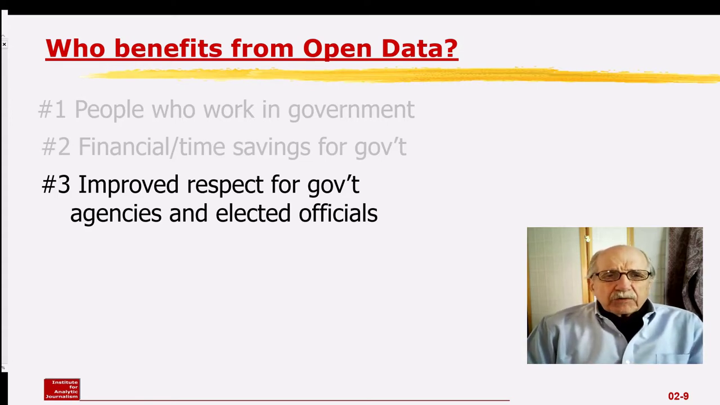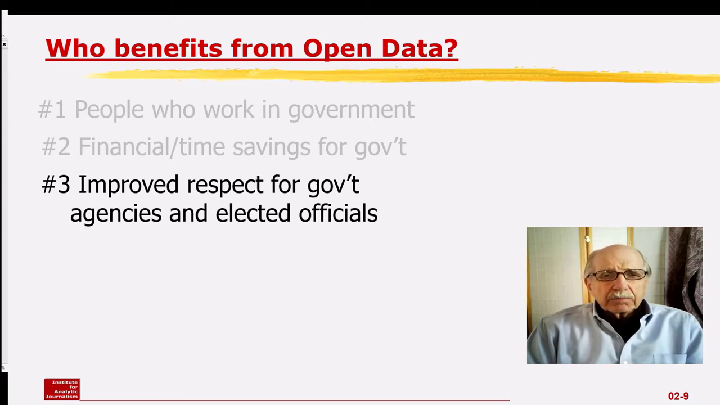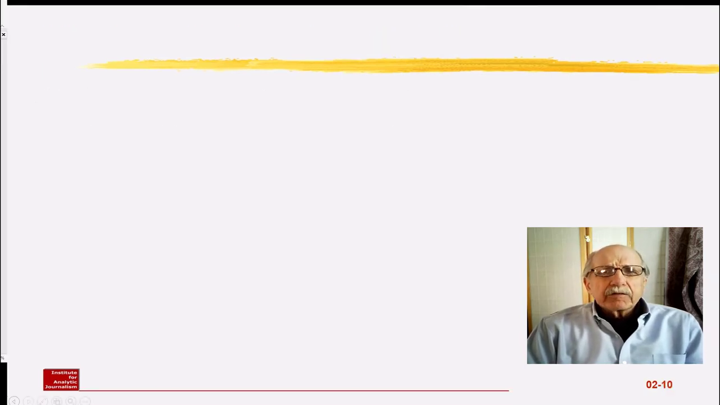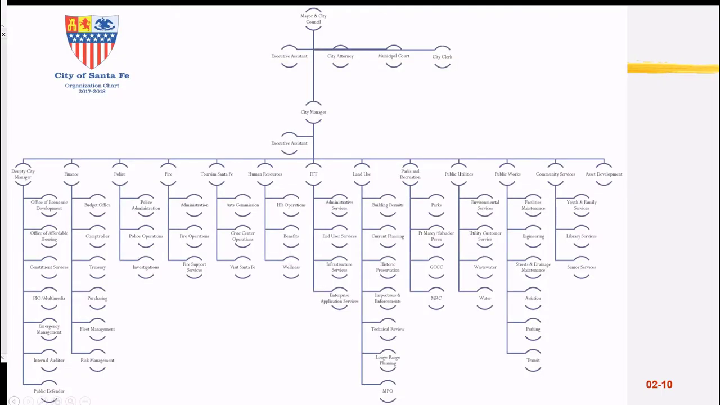These examples may suggest that open data is only for large and complex governments. Are they the limited examples of government complexity? How about Santa Fe's government? How complex is municipal government, even in a relatively small city like Santa Fe? Here is the city's organizational chart as of 2018. There are 72 nodes on this chart.